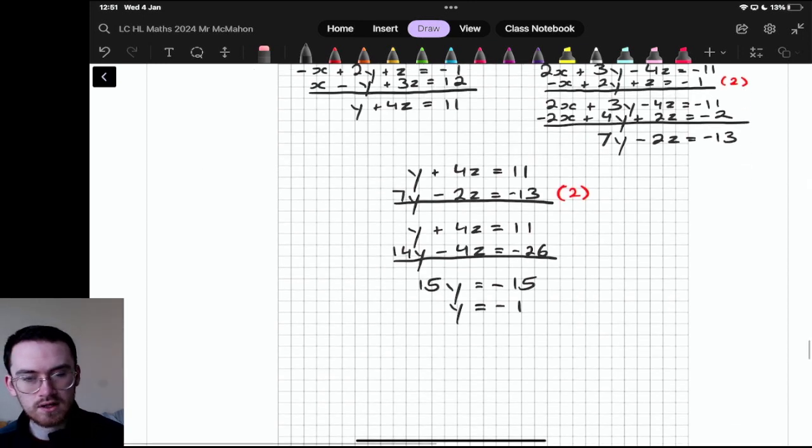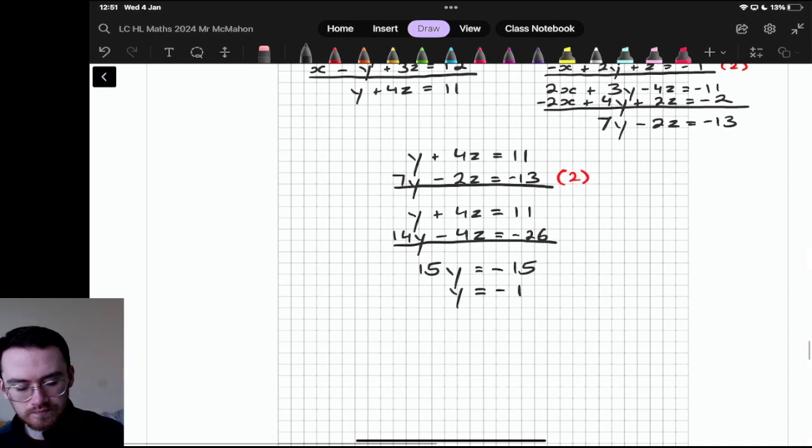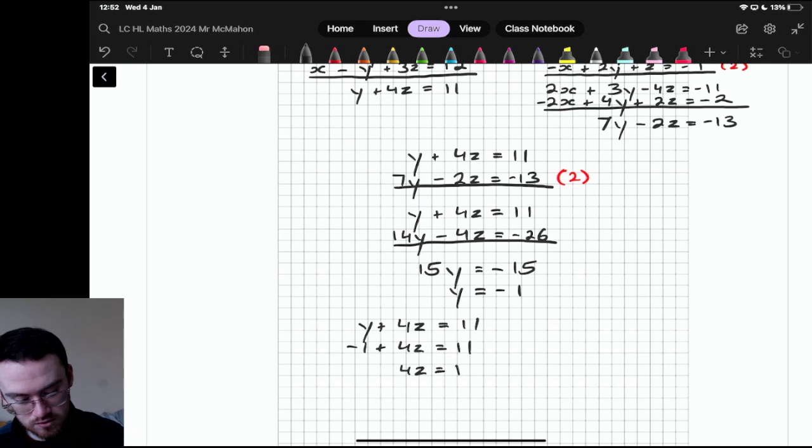Perfect. Okay, continuing on. So we use one of our other equations. y plus 4z is equal to 11. Minus 1 plus 4z is equal to 11. 4z is equal to 12. z is equal to 3.